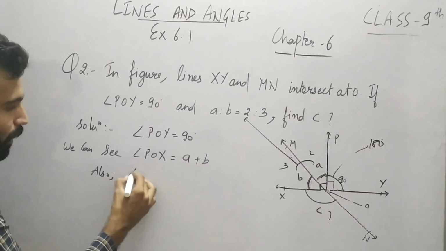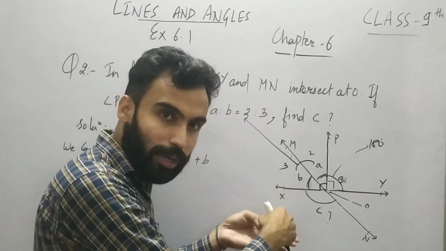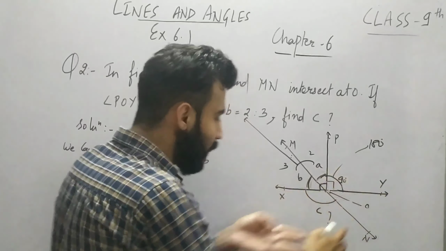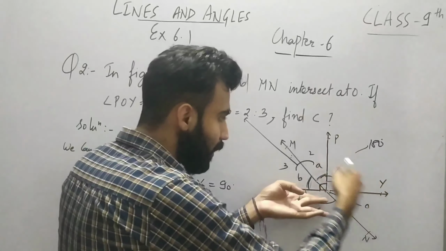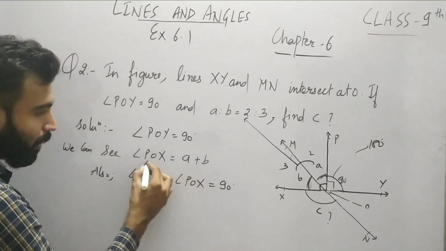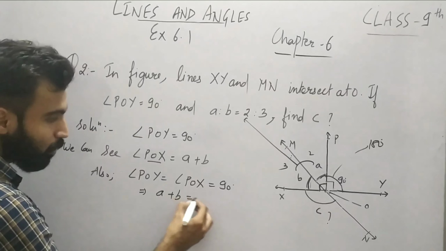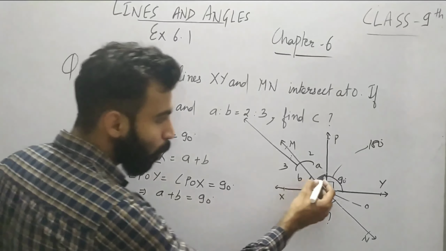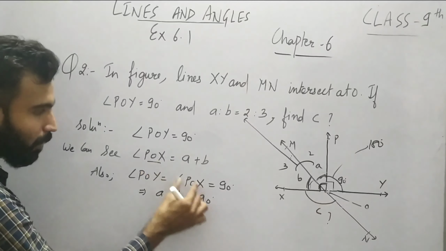Also, you can see here angle POY, that is 90 degrees. POX is also 90 degrees because the total is 180. So 90 plus 90 will make 180. So POY is equal to angle POX, both are equal to 90 degrees. If POX is equal to 90 degrees, that means angle A plus B is also equal to 90 degrees, because POX is A plus B. Getting my point?